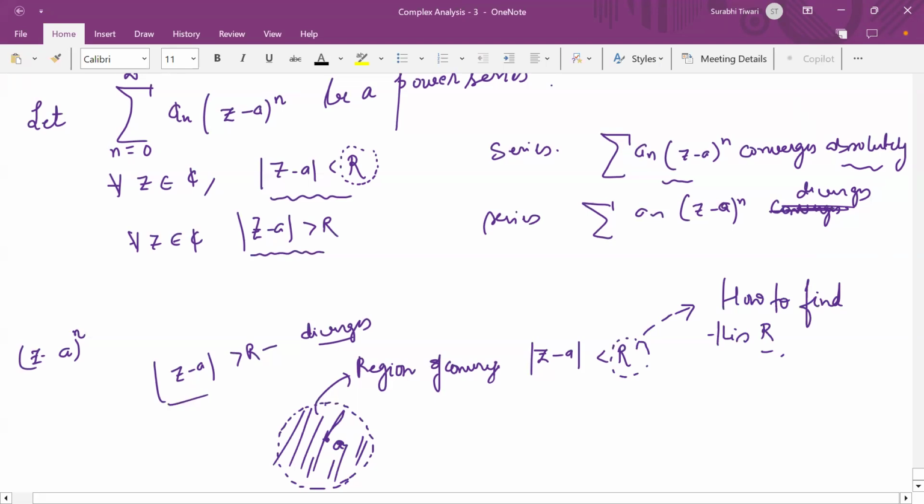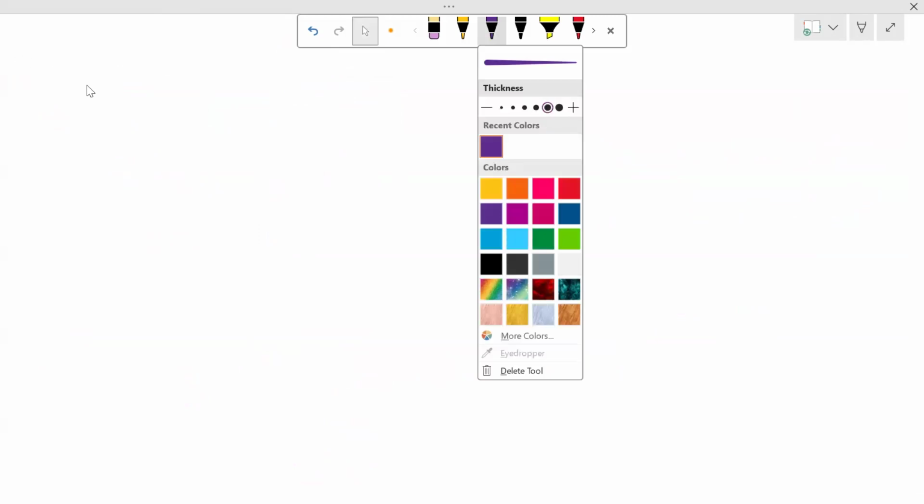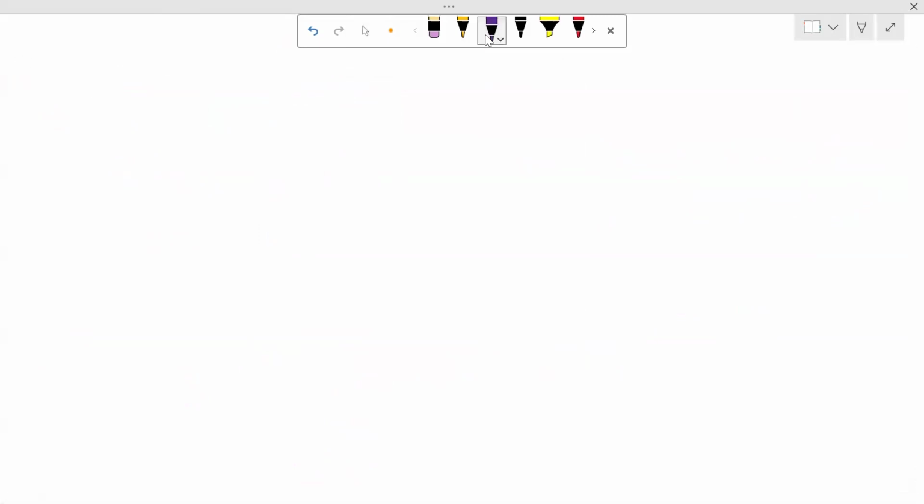No. We can't tell that right there. You'll have to see. So on the boundary, we'll have to see whether the series is convergent or not. So on the boundary, we have to recheck. So how would we recheck? We'll see all these things, don't worry.